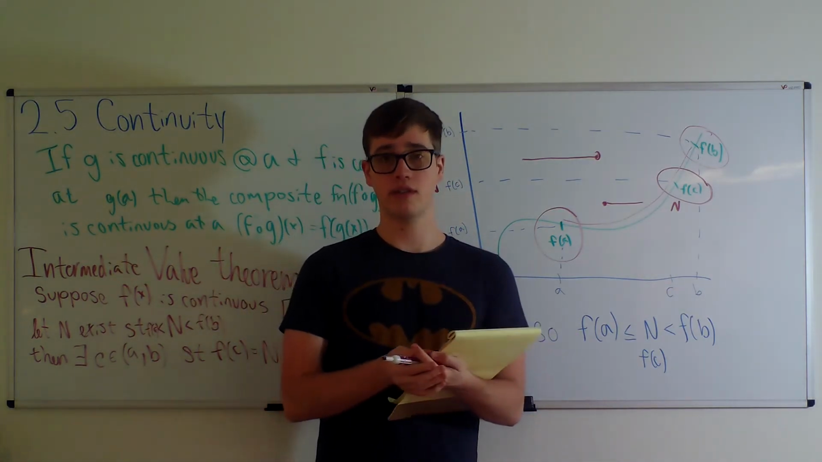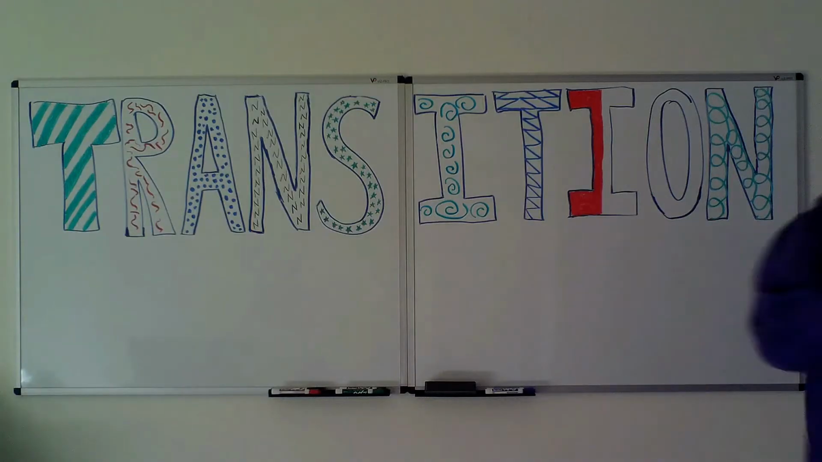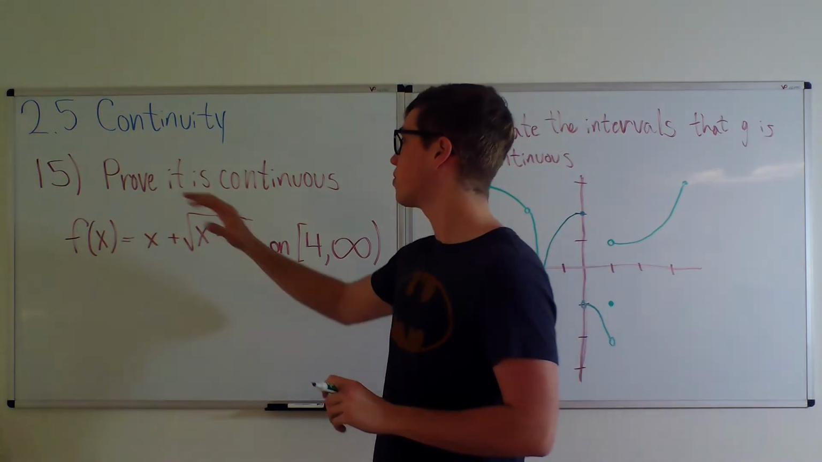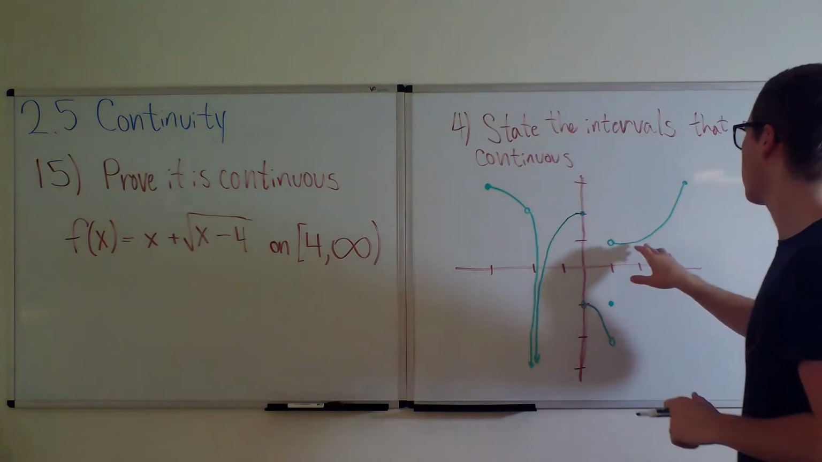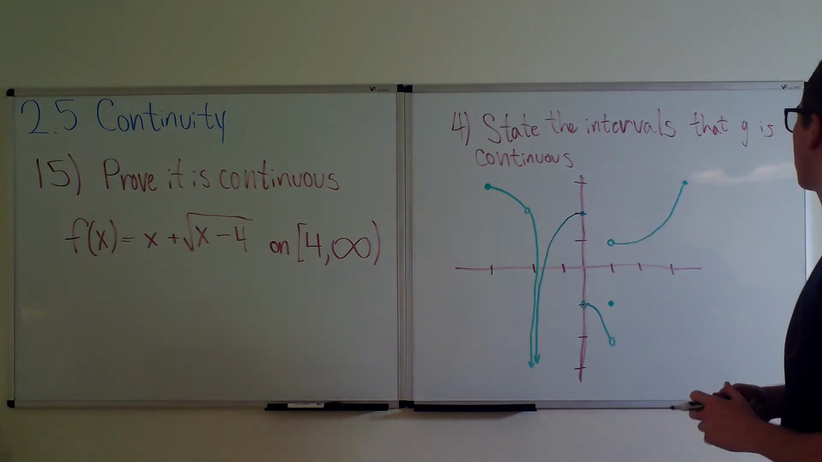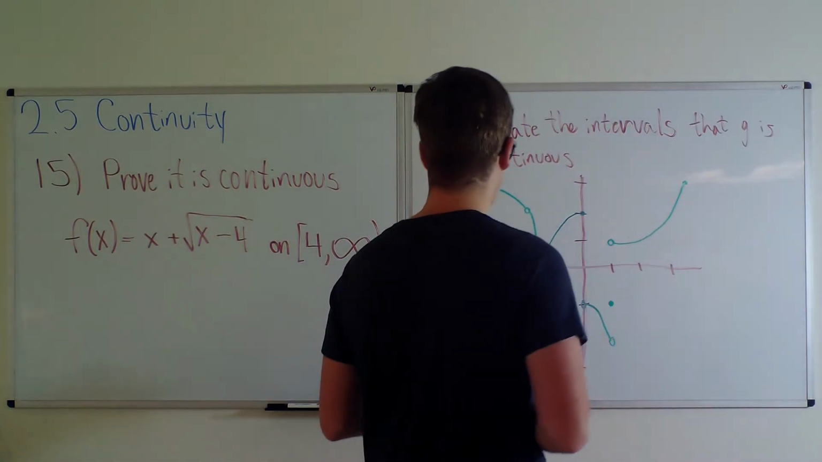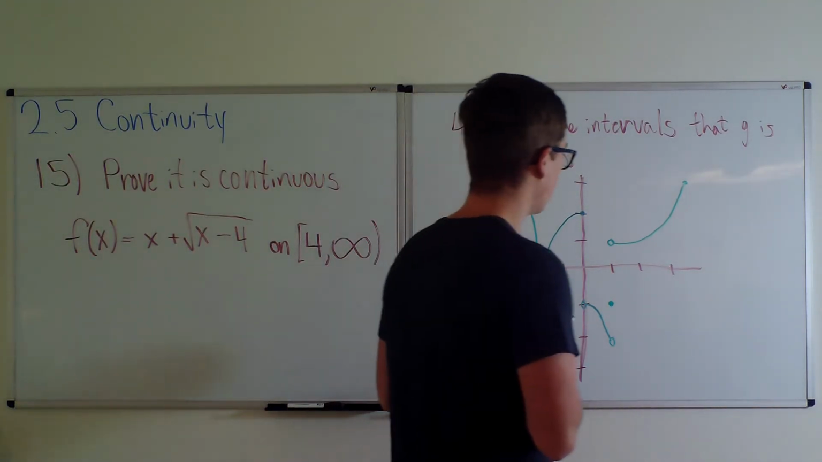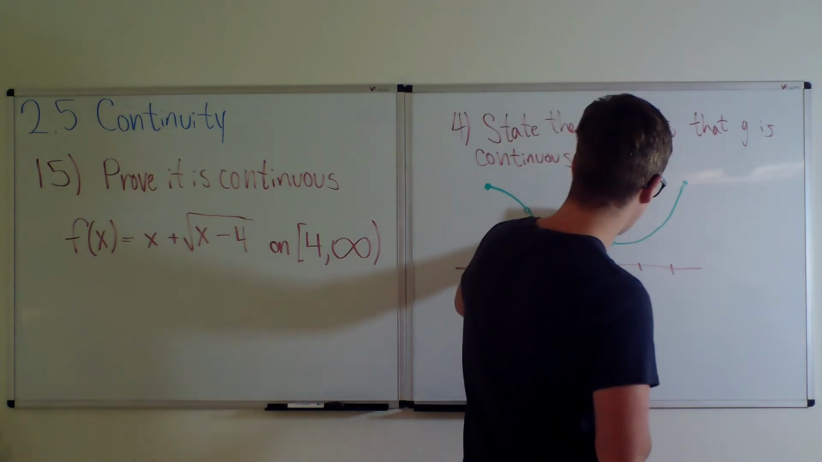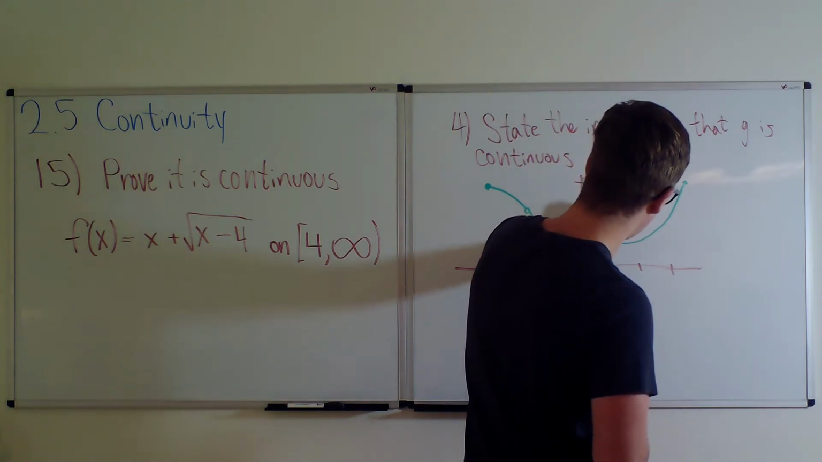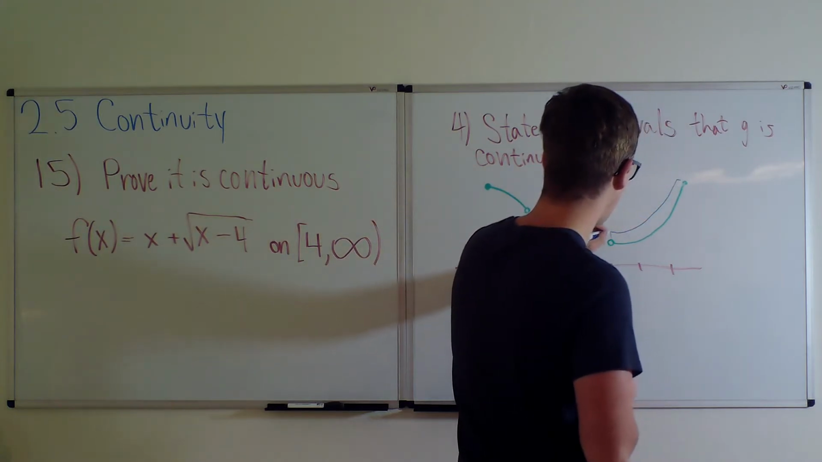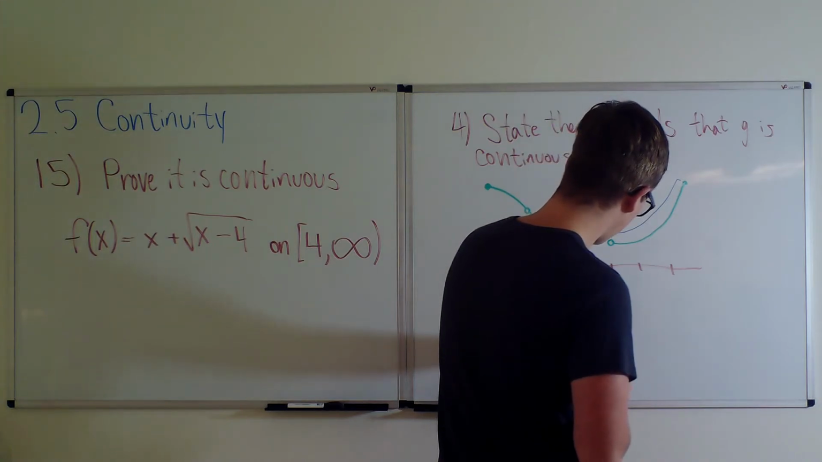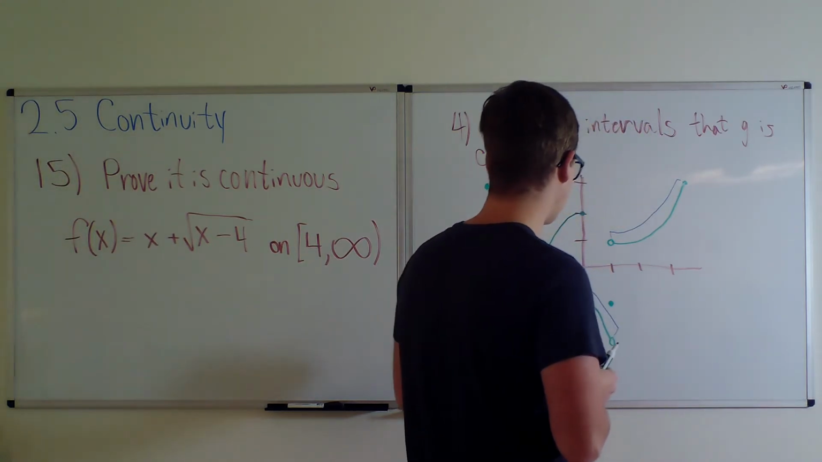So now, let's transition into some practice questions. Alright, we're doing numbers 15 and 4. So we'll start at 4 over here. It says state the intervals that g is continuous on. So, let's find the intervals. When you see a hole, you know it's not continuous, right? So from here to here, not including the hole. It's not continuous here. It's continuous here to here, not including the hole.